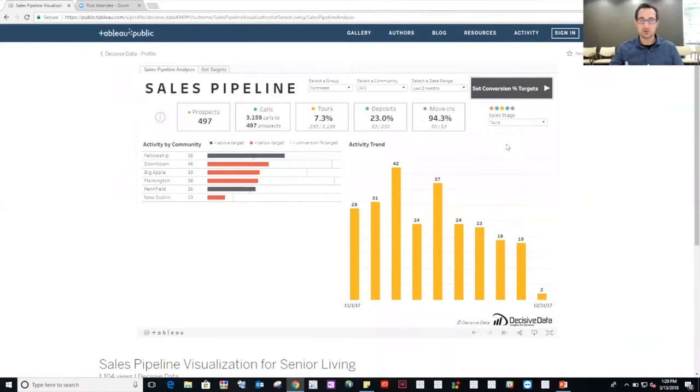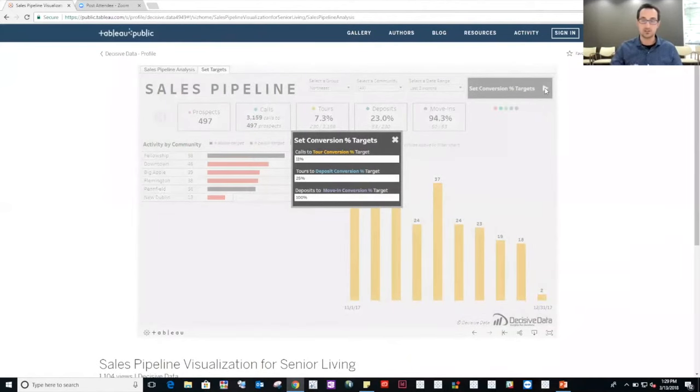We can see that this bar chart on the left looks a little different, and that is because a number of the bars show up red. Red indicates that a community is not hitting their target percent for calls as they move into tours. And Andrew, as a sales manager, actually has the opportunity to change these targets. If he goes into the set conversion percent target on the top right, he can see this light box come through that gives him the opportunity to adjust these targets.